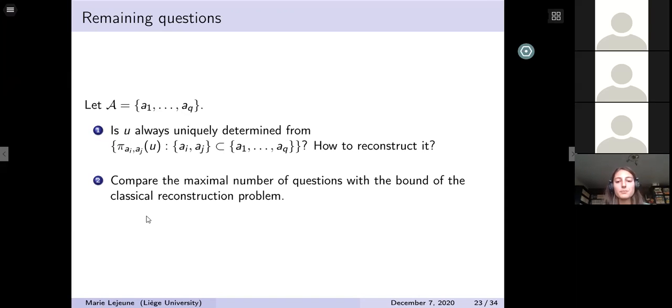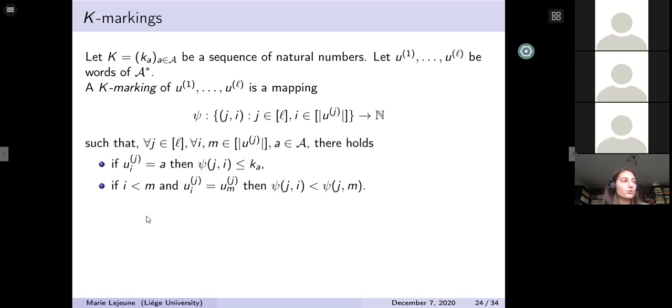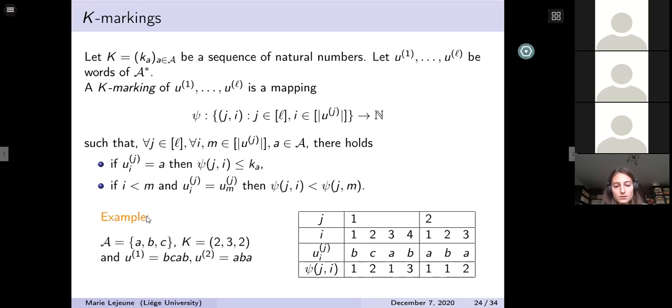Is there an algorithm? So I need 2 definitions that are a little bit ugly at first sight, but in fact, if you look directly at an example, they are quite nice. So let's look at an example first. I'm going to define a K marking, where K is a sequence of natural numbers and every number is associated to a letter of my alphabet. So KA is 2 here, KB is 3, and KC is 2.